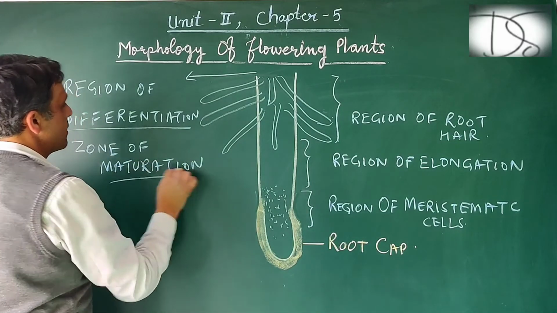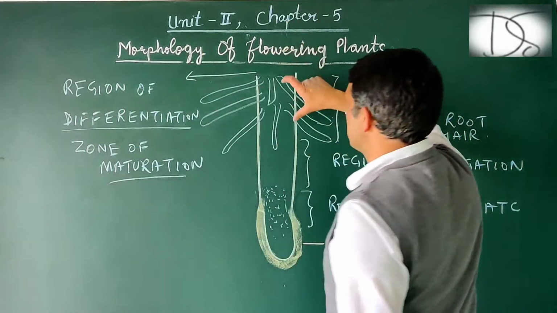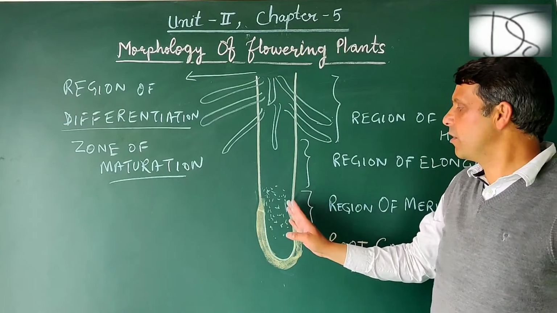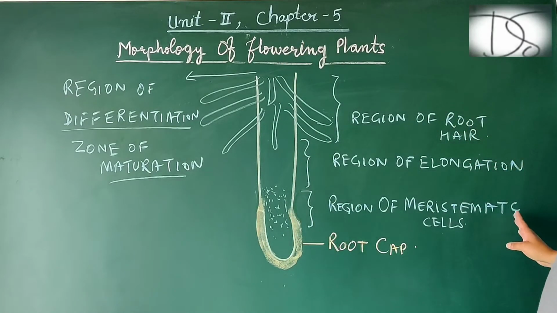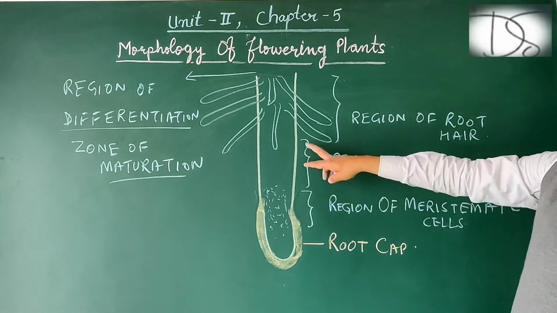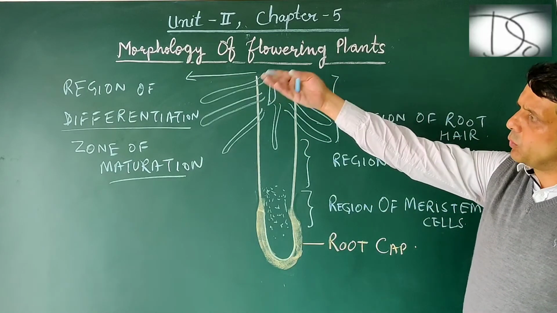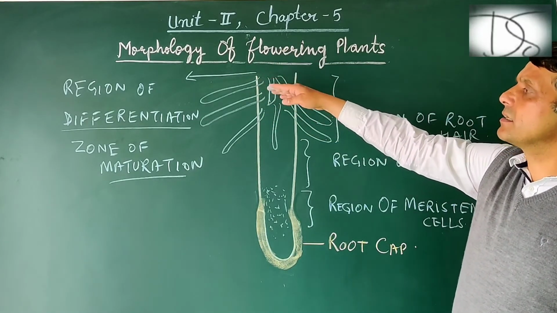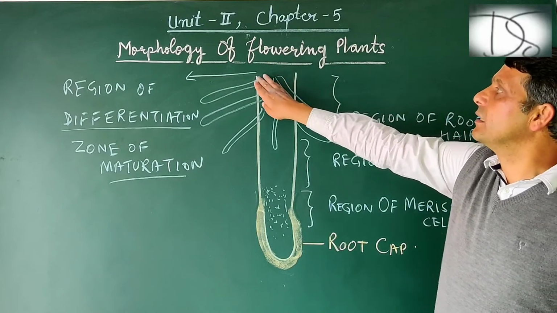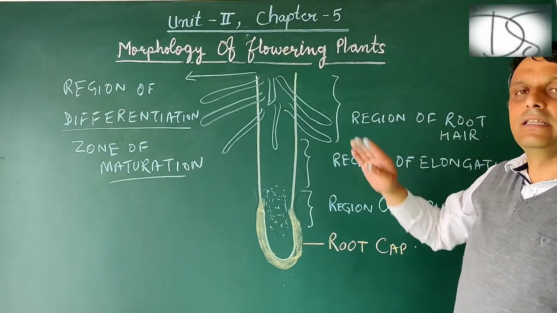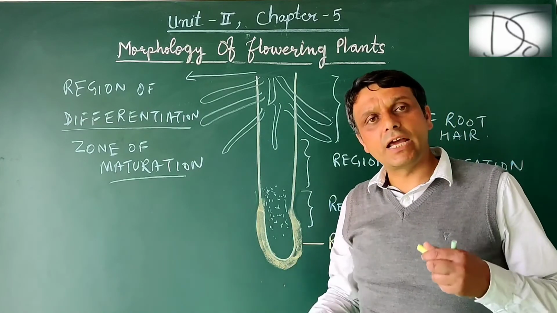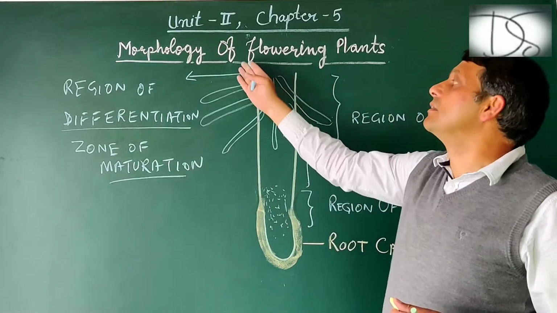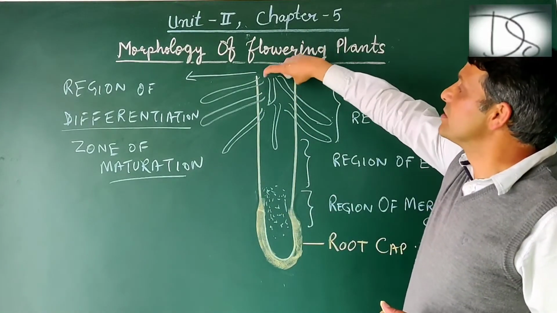In this zone, which is present above the root hair zone, the cells which had been formed from these meristematic cells got elongated, and these root hairs got formed from some of the epidermal cells. These root hairs shrivel or wither, and the cells in this region get differentiated to form different types of tissues such as xylem, phloem and cortex in this portion of the root.